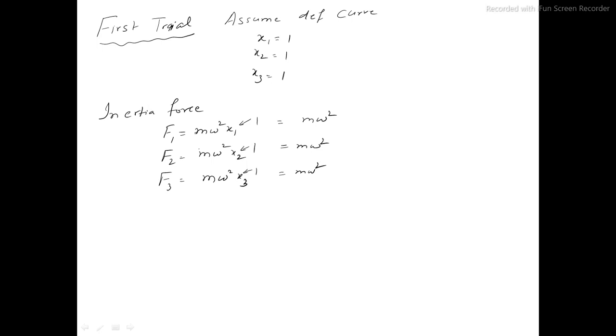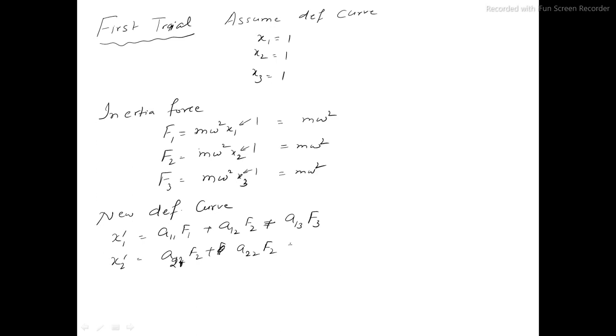Now in the third step you calculate a new deflection curve. Corresponding new deflection curve, you apply the formula: x1 dash equals a11 f1 plus a12 f2 plus a13 f3, and x2 dash equals a21 f1, deflection at point 2 due to load at point 1, plus deflection at point 2 due to load at point 2, plus deflection at point 2 due to load at point 3. Always remember these formulas. Deflection at point 3 due to load at point 1, deflection at point 3 due to load at point 2, deflection at point 3 due to load at point 3.